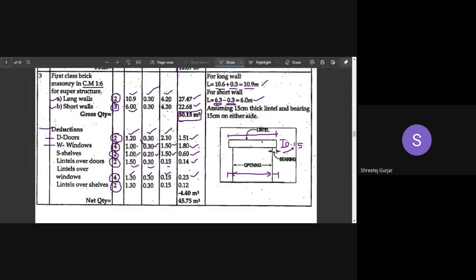So these are all my deductions. Adding all of this, it will come up to 4.4 meter cube. So from 50.15, I have to deduct 4.4. My net quantity of brickwork will be 45.75 meter cube. I hope you have understood, and others can copy down.